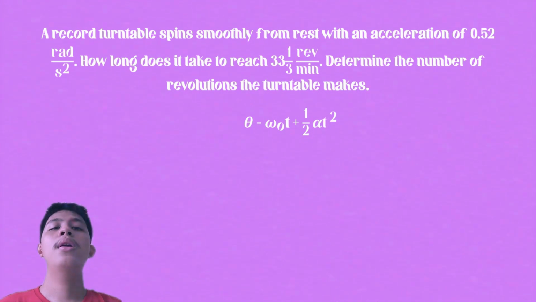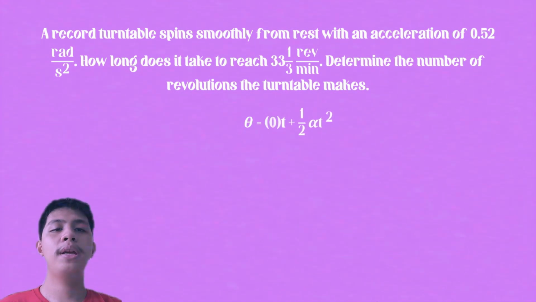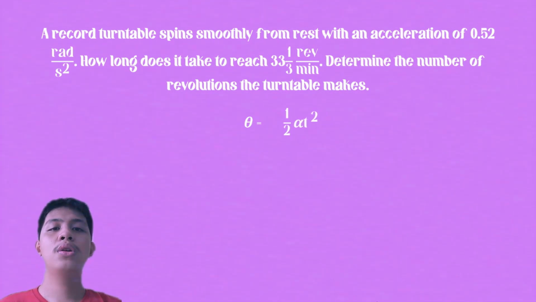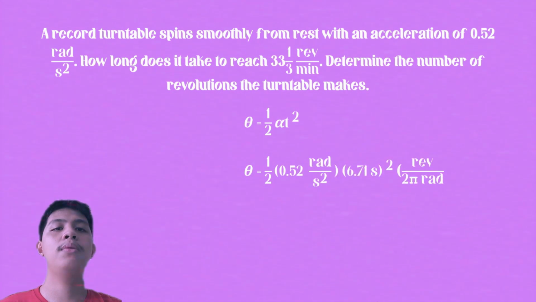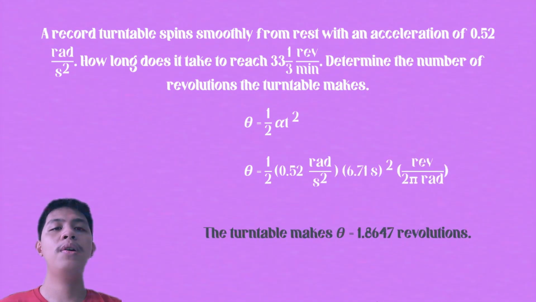So without further ado, let's substitute the values. Again, we have 0 initial angular velocity, so if we multiply it with time, it will just equate to 0. So we will be left with angular displacement is equal to 1/2 times angular acceleration times time squared. Let's substitute the values and convert to revolutions, for it asks us how many revolutions the turntable makes. So 1/2 times 0.52 rad per second squared times 6.71 seconds raised to 2 times 1 revolution over 2 pi rad is equal to 1.8647 revolutions. Therefore, that answers all the questions from our problem, and that ends our presentation.